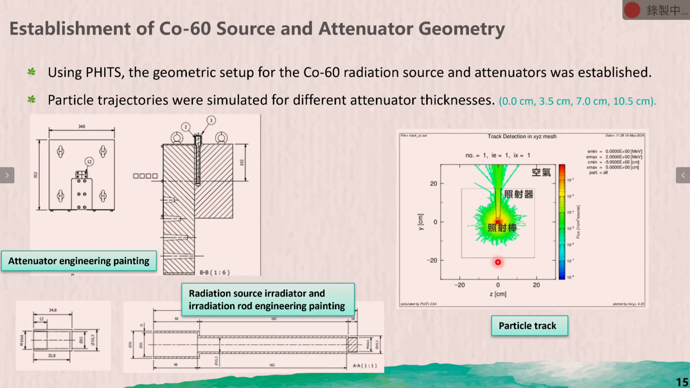For the establishment of the cobalt-60 source and attenuator geometry, we use PHITS as well. We can see our attenuator energy painting here, and our source rod here. In the radiation source irradiator and the radiation rod energy painting we use here, we can have a simulation like this one. And this is our particle check. You can see that this is the irradiation rod here, and it is the air here.